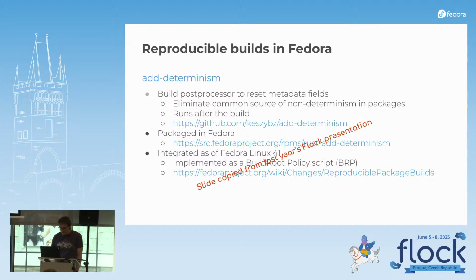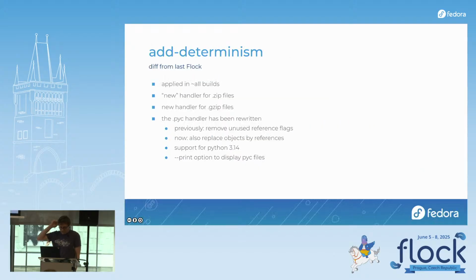During last year's Flock, it was already in place, just freshly added. So we have done more or less two mass rebuilds with it since then, and it hasn't broken things. There were a few bugs, but actually not that many. I think it shows that writing tooling in Rust is good, because I'm not a very good Rust programmer.